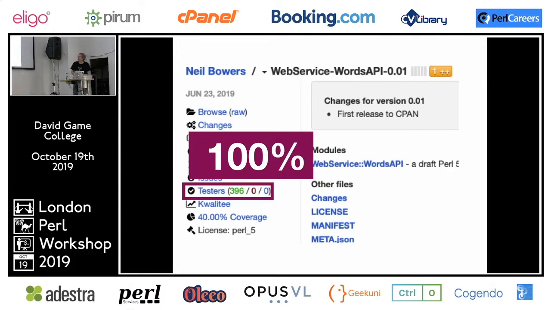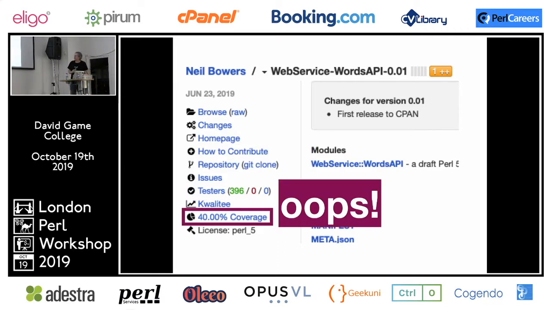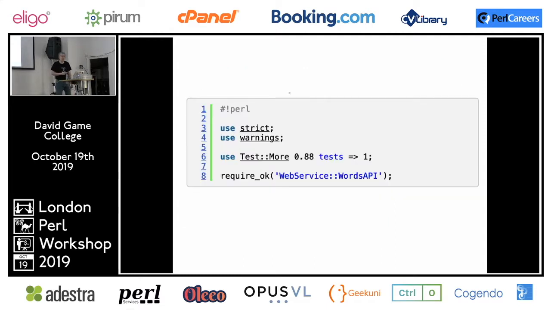But here's a module, and unlike Dave, I'm happy to show some of the not so good sides of my own code. This is the module I wrote for the Perl Weekly Challenge, and fantastic, it's got 100% CPAN Testers results, but it's got 40% test coverage, and this is the test. Which is why I was curious about your 4%, because that got me 40%. Yeah, I get it.